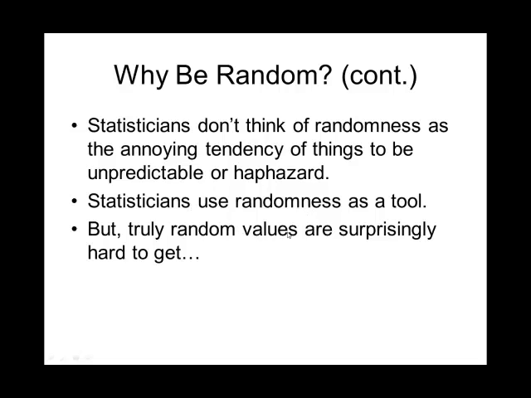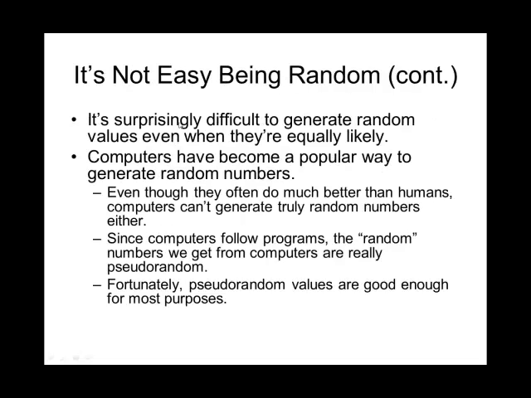But truly random values are surprisingly hard to get. It is surprisingly difficult to generate random values even when they're equally likely. Computers have become a popular way to generate random numbers. Even though they often do much better than humans, computers can't generate truly random numbers either. Since computers follow programs, the random numbers we get from computers are really pseudo-random. Fortunately, pseudo-random values are good enough for most purposes.